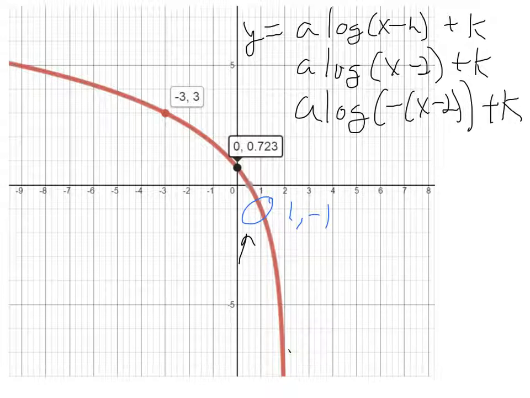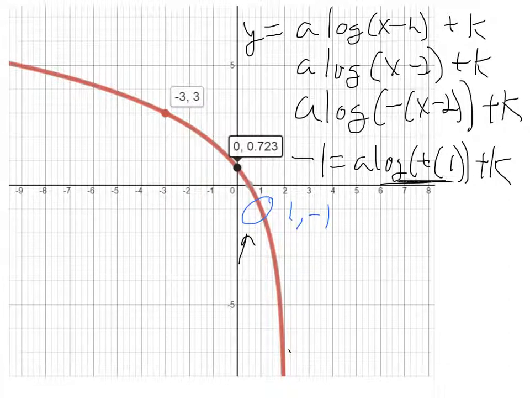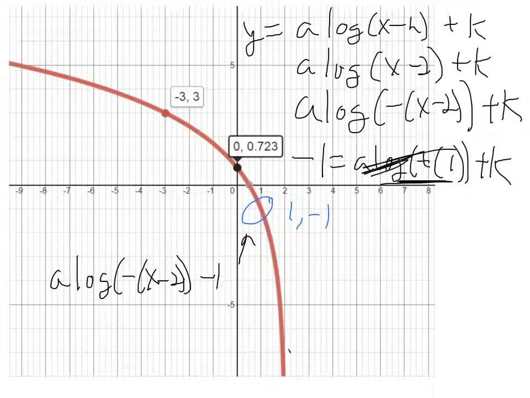So now let's substitute in 1, -1. So I know y is -1. That equals a times the log of negative, well, let's see, 1 minus 2 is -1, but that negative changes to a positive, plus k, and the log of 1 is 0, so that all cancels out. So that tells me this graph has been shifted down 1. So at this point, I have a times the log of negative x minus 2, minus 1.